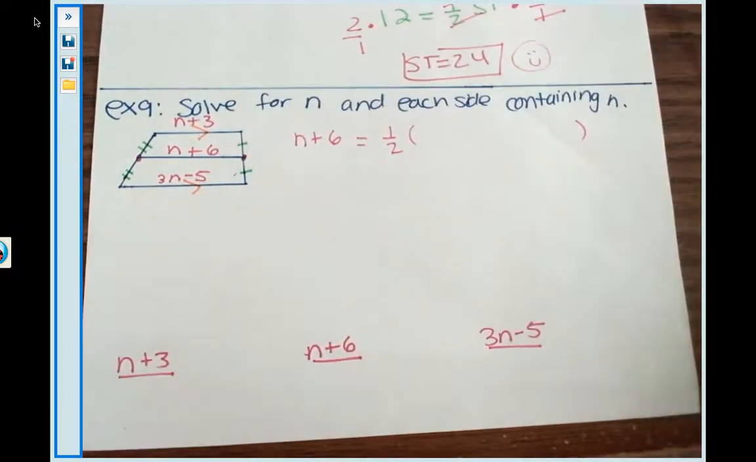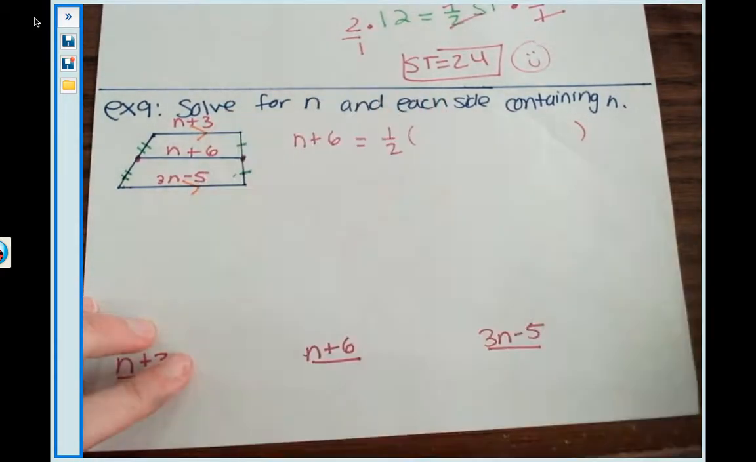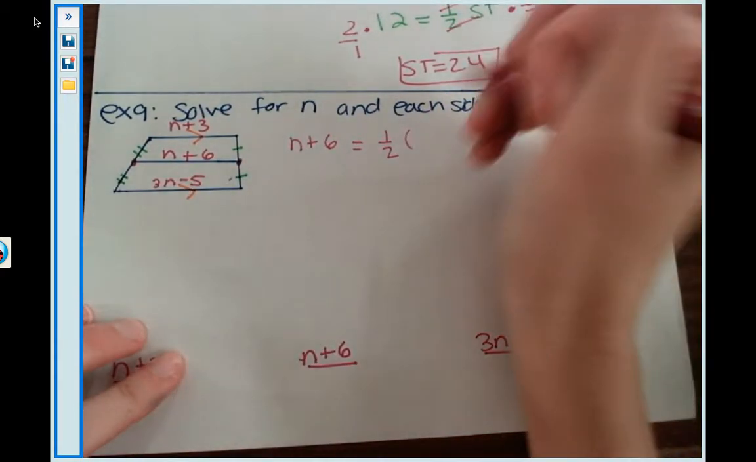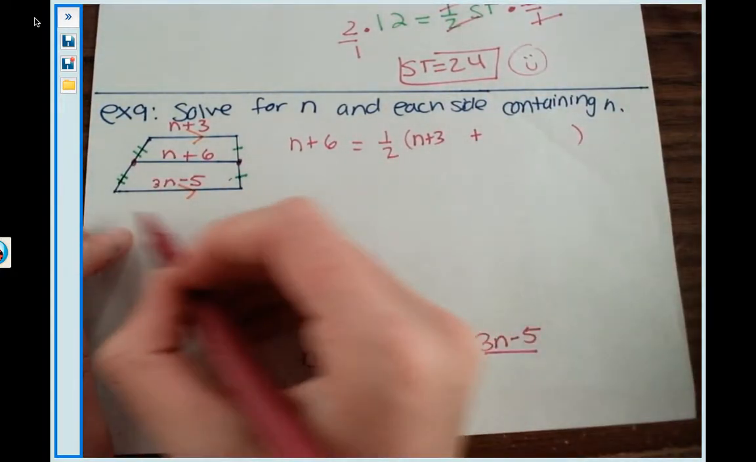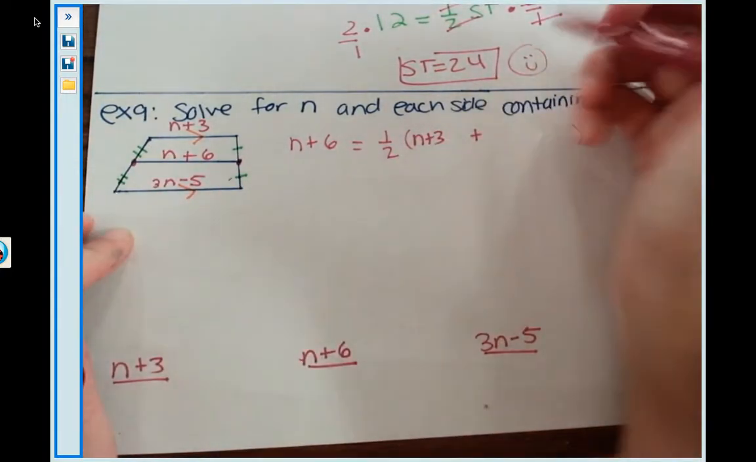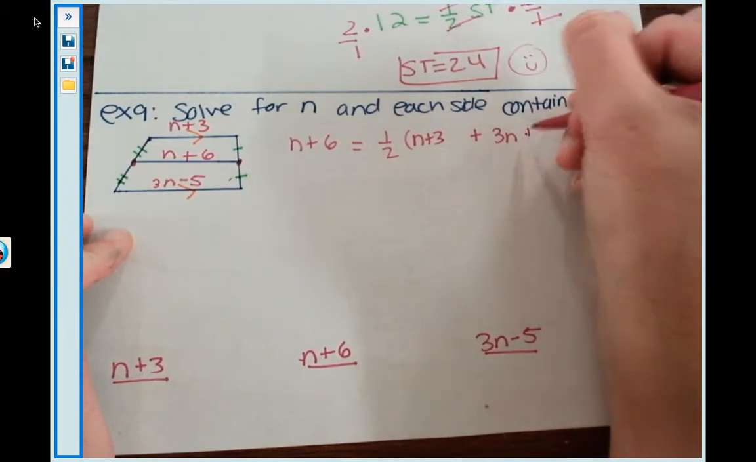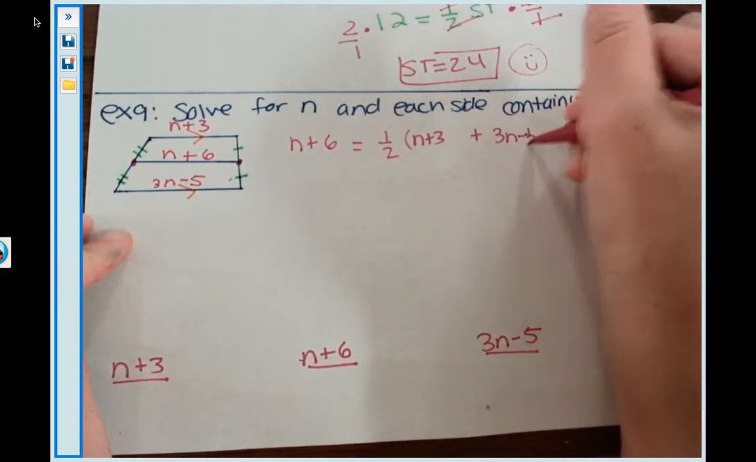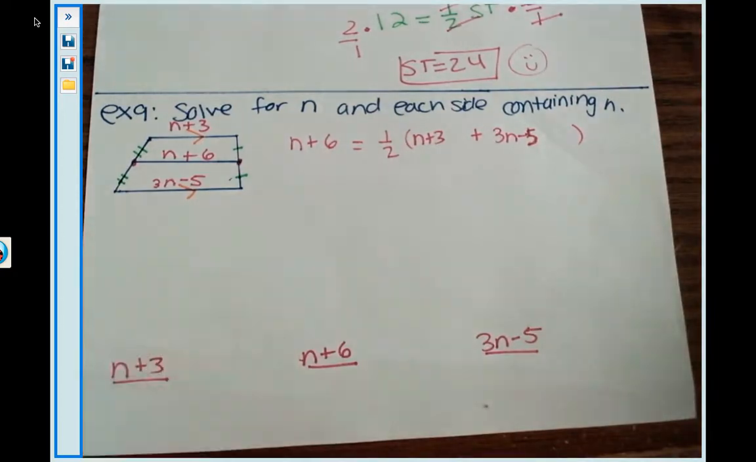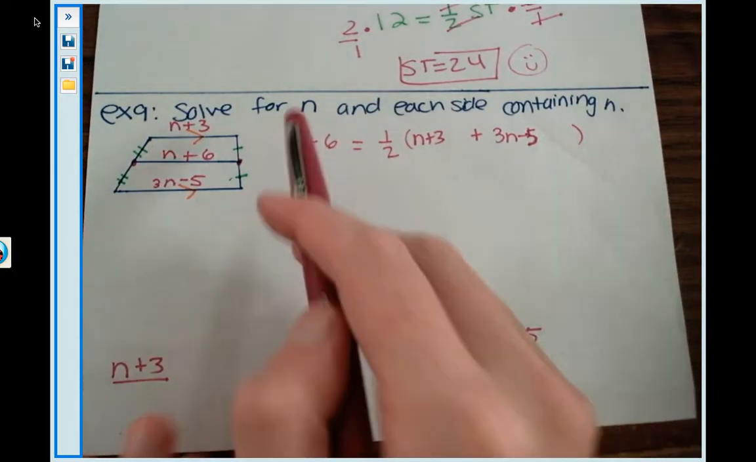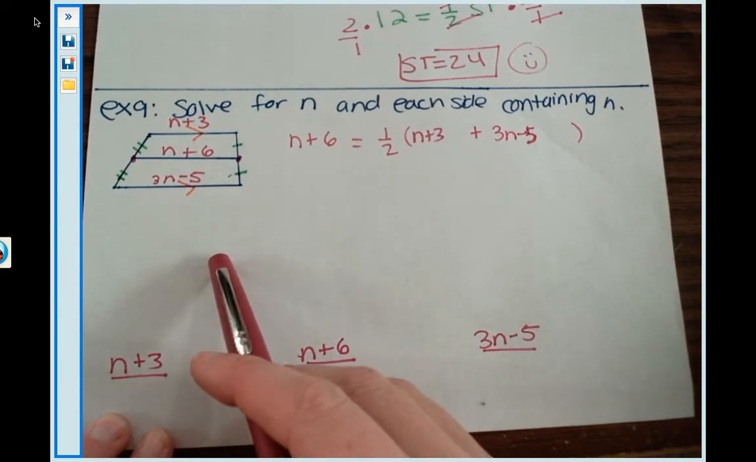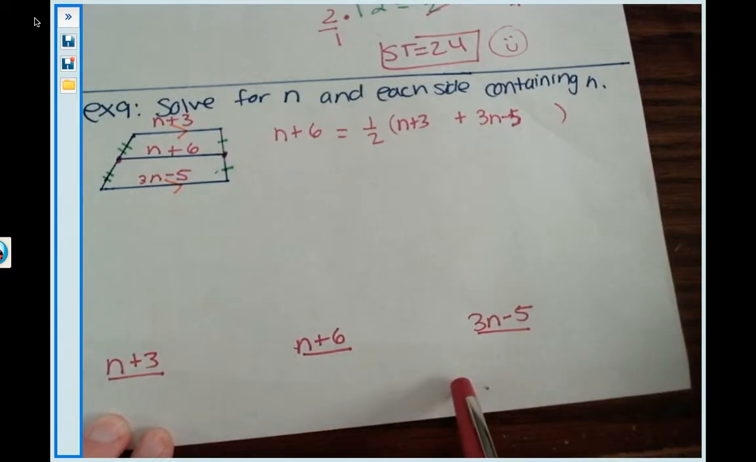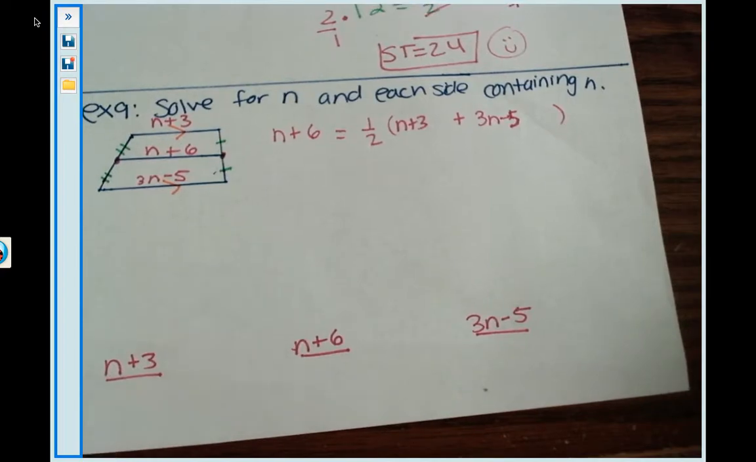What is one of our bases up here? One of them is n plus 3. You guys are so talented. So n plus 3 plus our other base, which is down here, 3n minus 5. Not plus, minus 5. All right, made it work. And then from here, we just need to solve for n in each of the sides containing n, which I have set up down here, ready for us to get started on that.